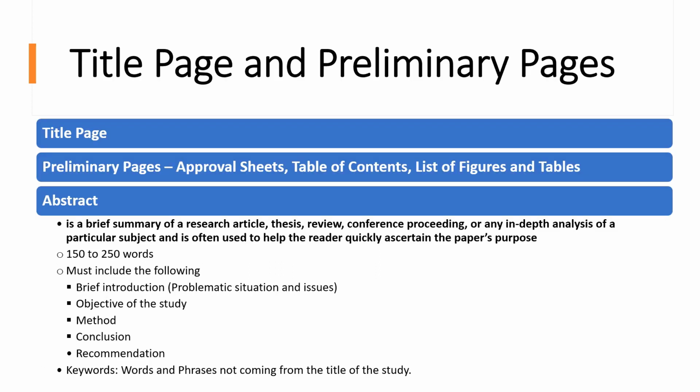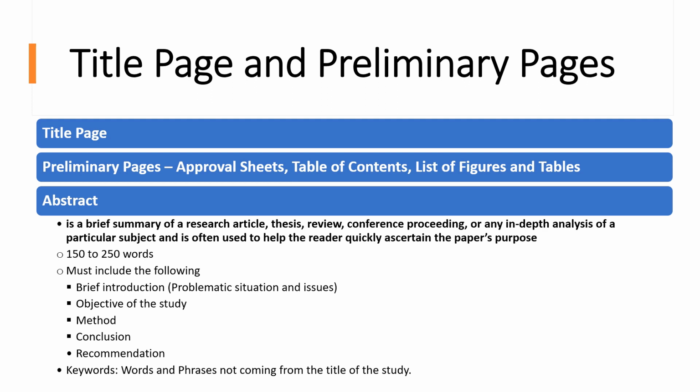First is the title page, the preliminary pages, and the abstract. The title page, or the cover page, I will show you an example of later. After that are the preliminary pages, which include the approval sheets, table of contents, list of figures and tables, and the acknowledgement page. The next is the abstract.